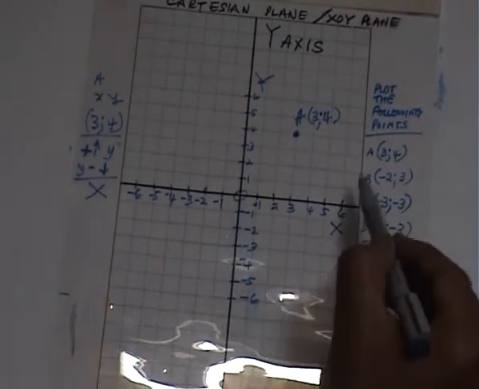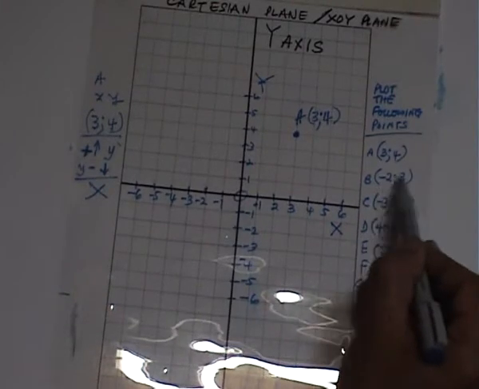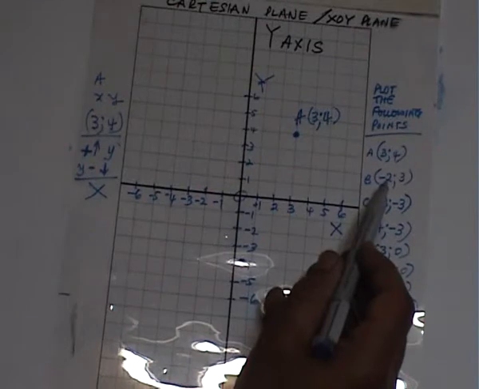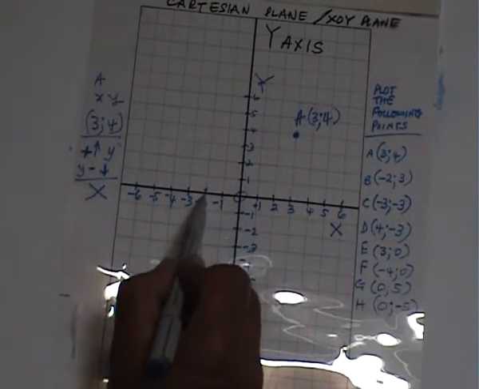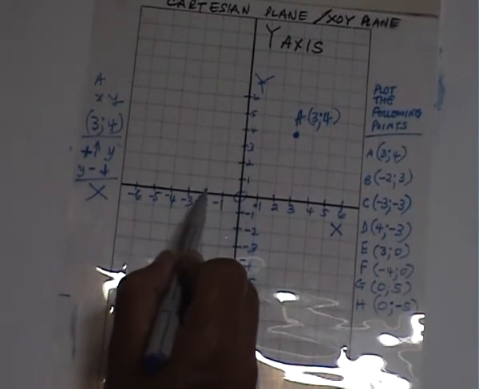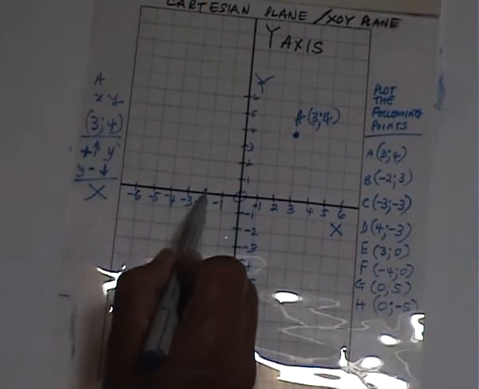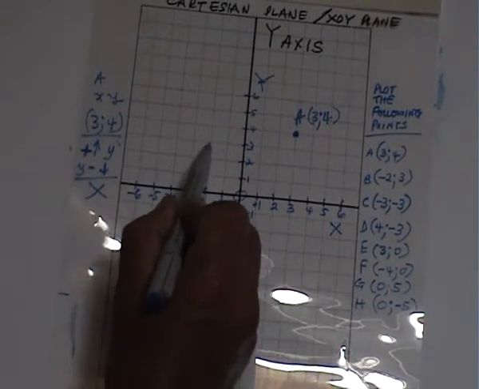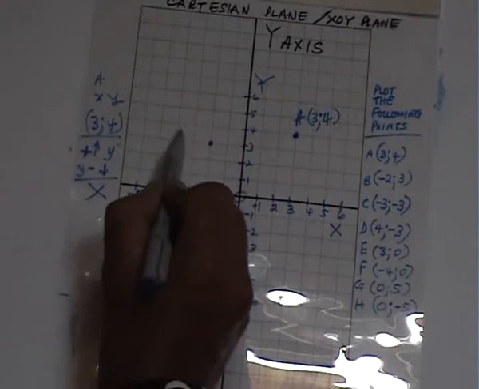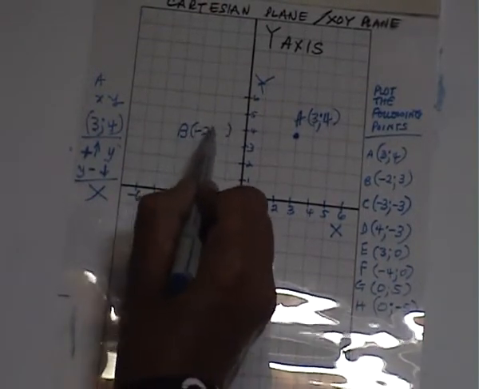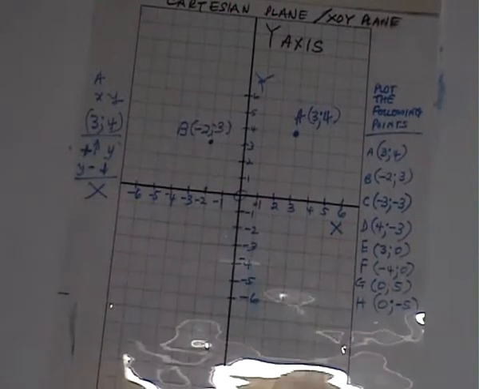Let's do the next one, B. B is minus 2, 3. So, first look for minus 2 on the x-axis. There's minus 2 on the x-axis. We found it. Then it's 3, y is positive, so you must go up. How many units? 3. 1, 2, 3. So, there's B, and B is minus 2, 3.